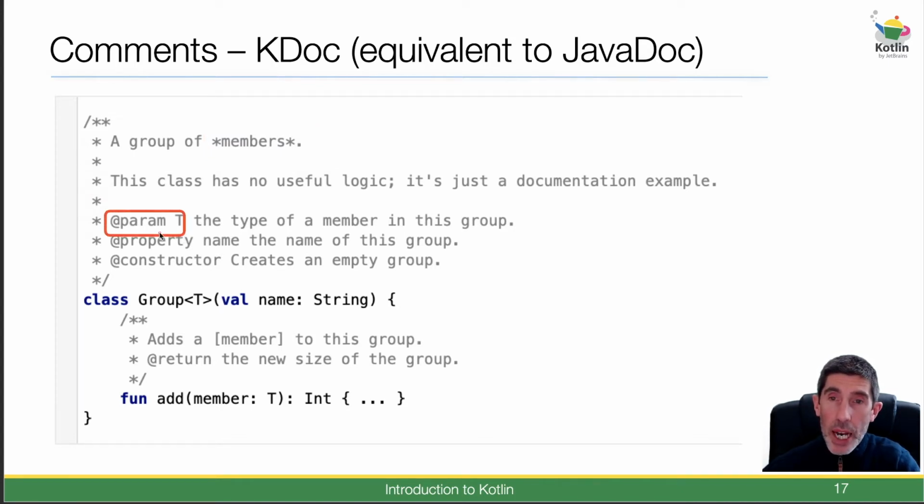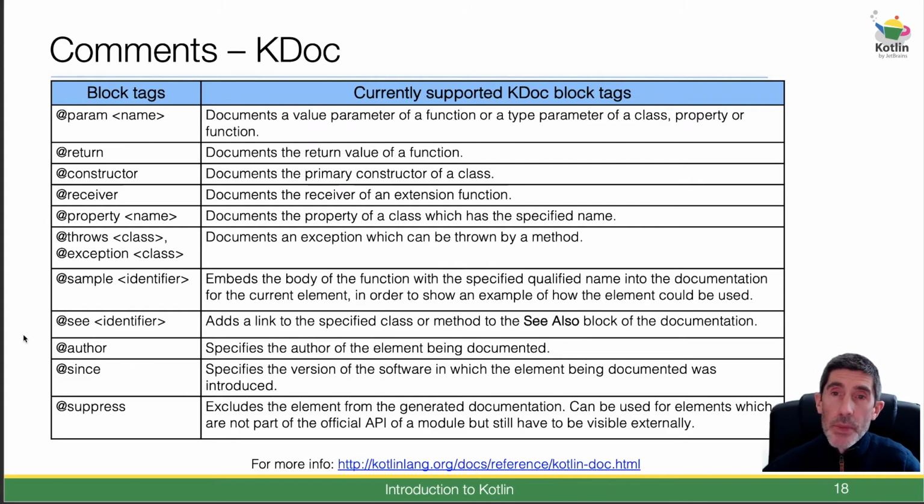We have our @param, our @property, and @constructor, so it'll pick all those up. We can again put block comments inside. So in this example here, we can add the members to this group, so @return, whatever it's going to be. So again, very similar to a Javadoc. We have a full set of tags here. So we have @param, @return, @property, @throws, @exception. Hopefully you don't get too many of those. @author, and @suppress if you want.